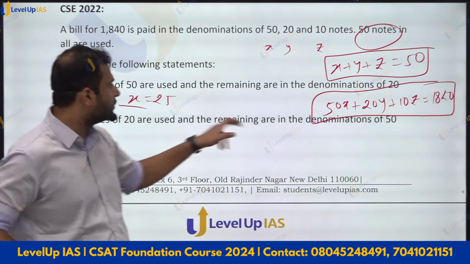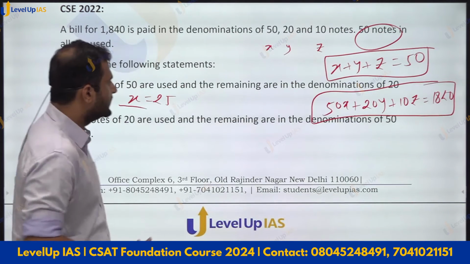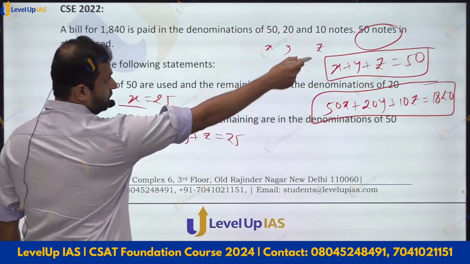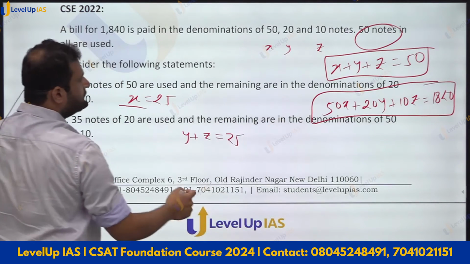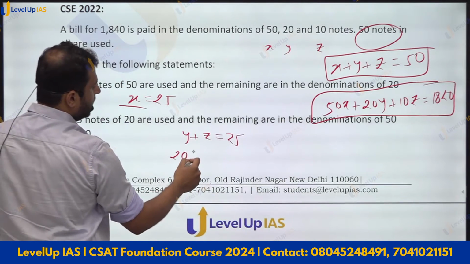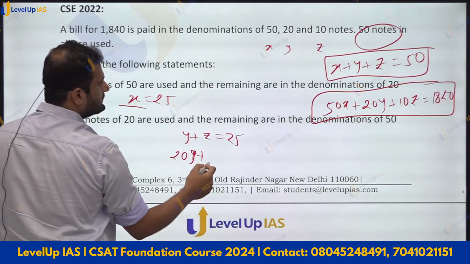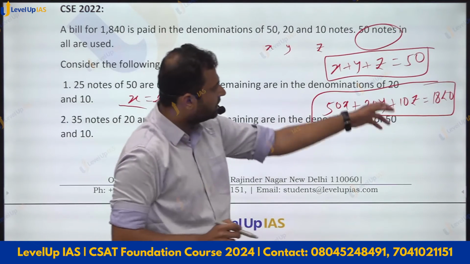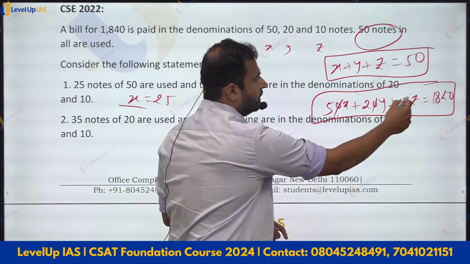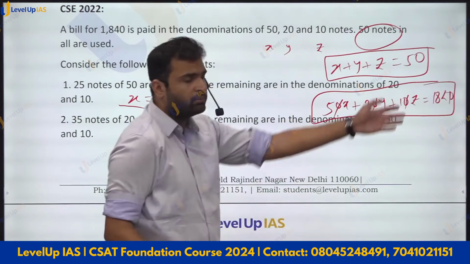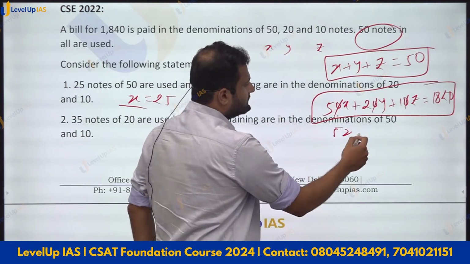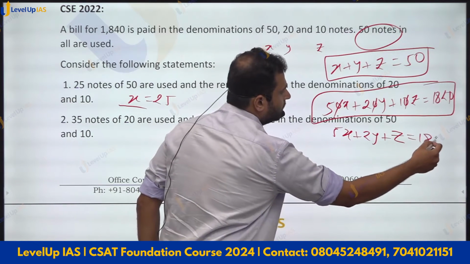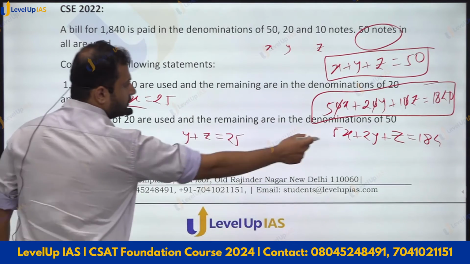That is the condition here. So let us put x is equal to 25 in here. So we get y plus z is equal to 25 from first equation, and from here we get 20 times y plus, or let us do one more thing before we do that. We just cancel 10 from everything. We are dividing by 10. So what do we have? 5x plus 2y plus z is equal to 184. Now let us put x is equal to 25 here.